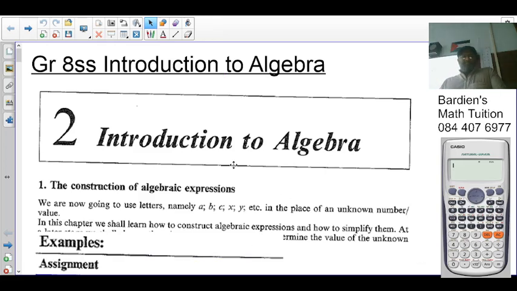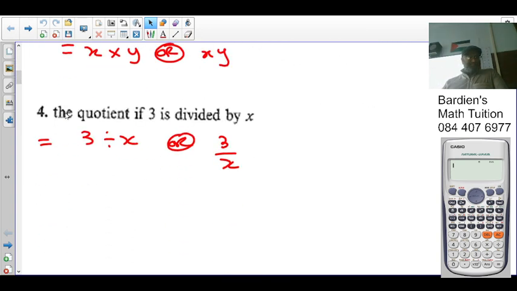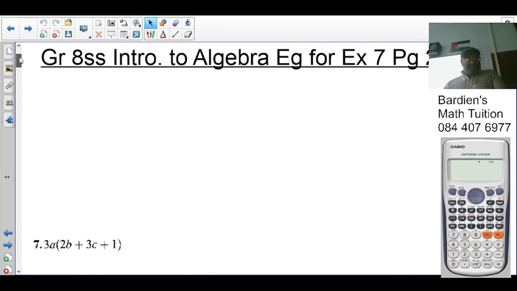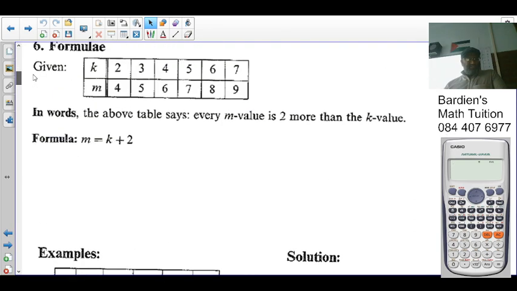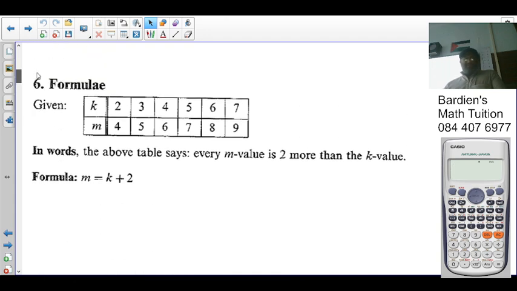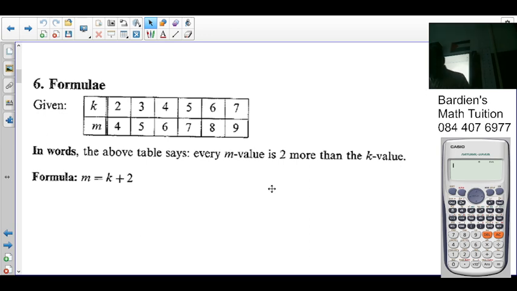Good morning, class. So today we're looking at the introduction to algebra. For homework you had exercise 7. Okay. So today we're looking at unit 6, which is formula. Okay. Let's check if I'm on the right track here.